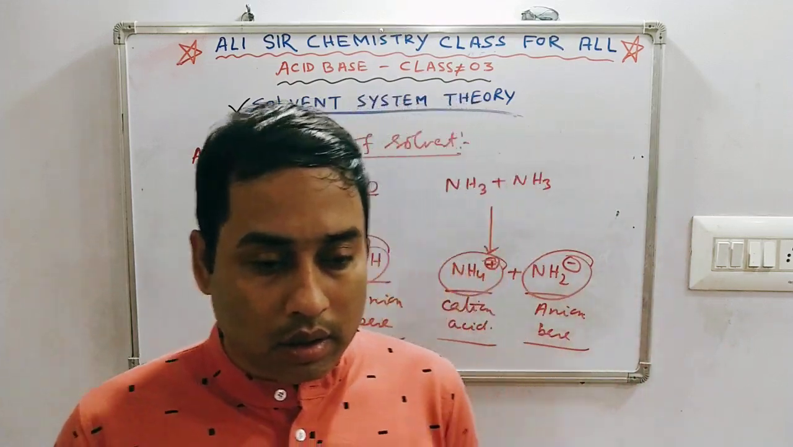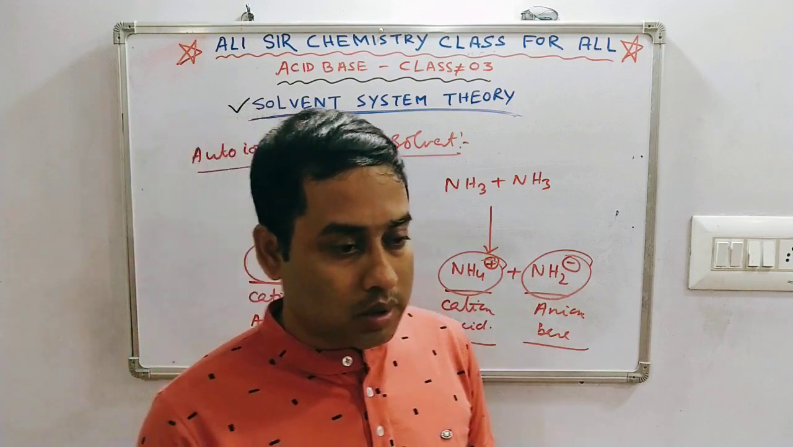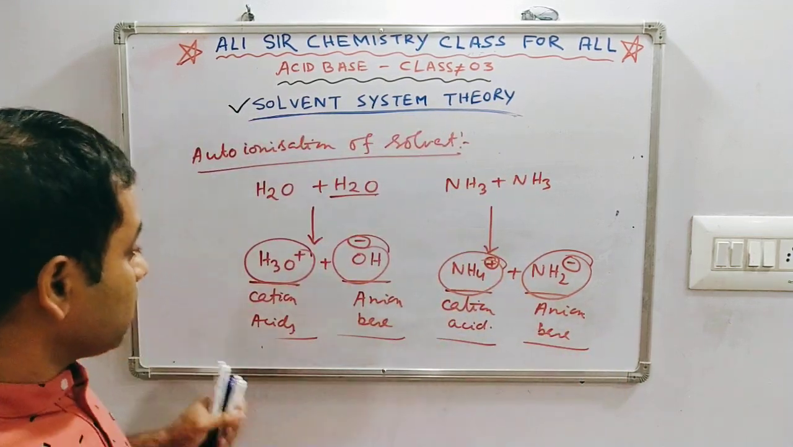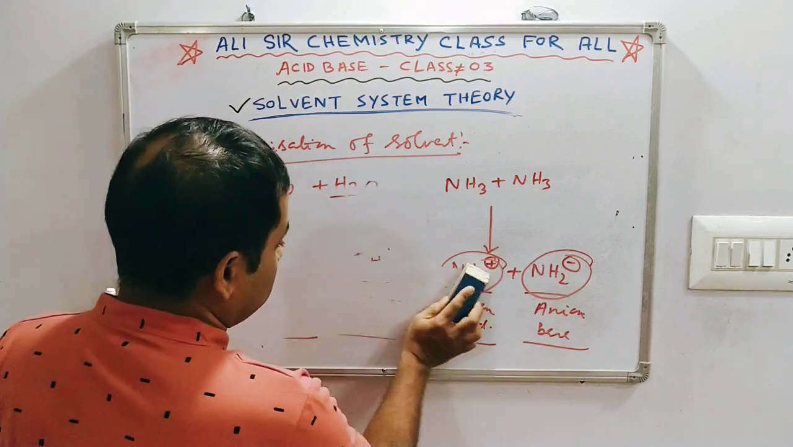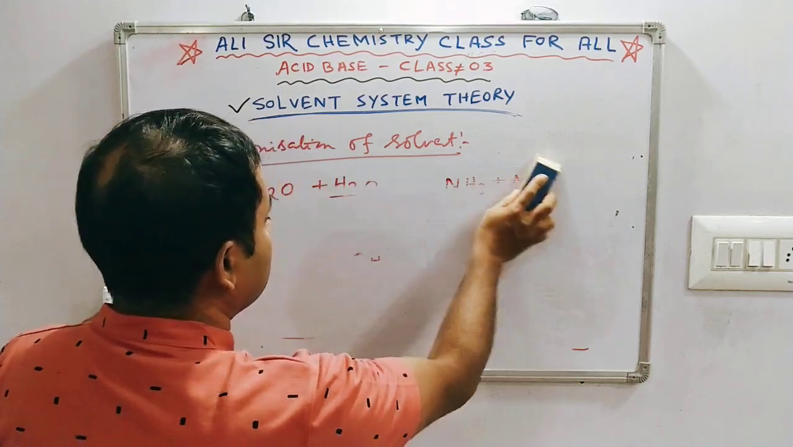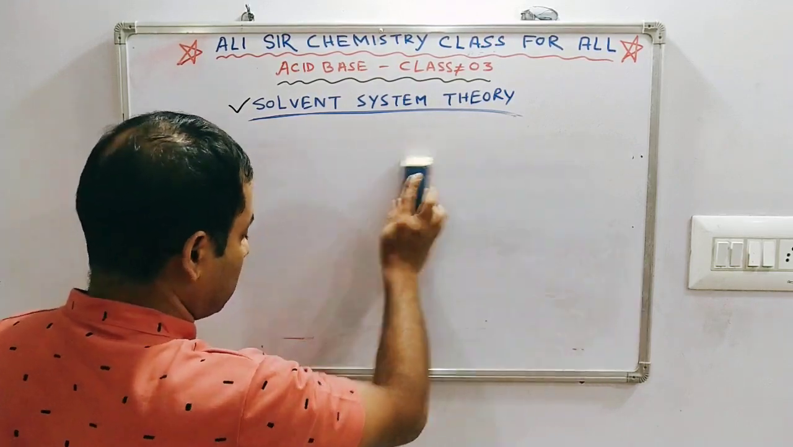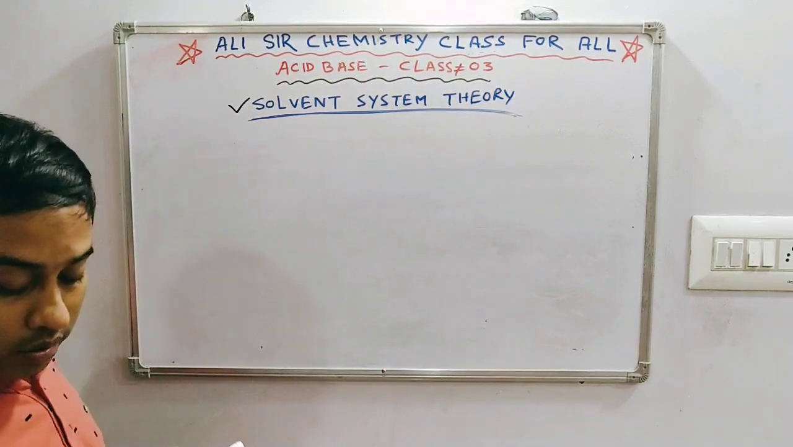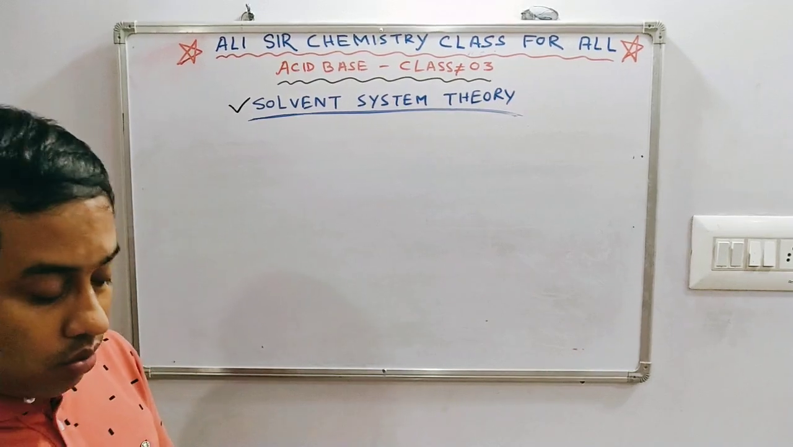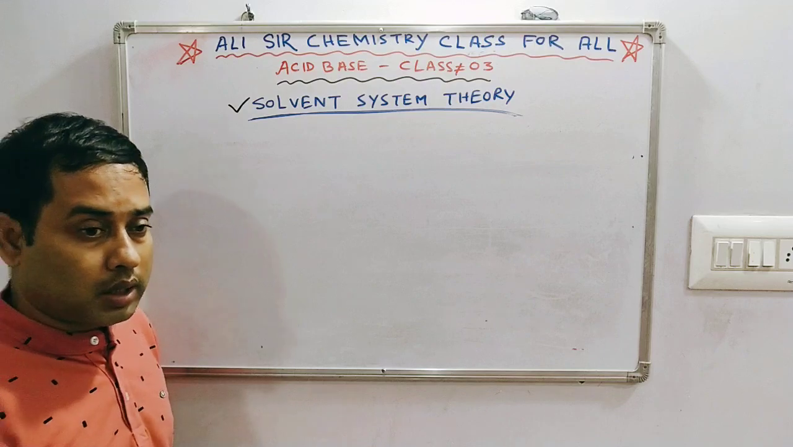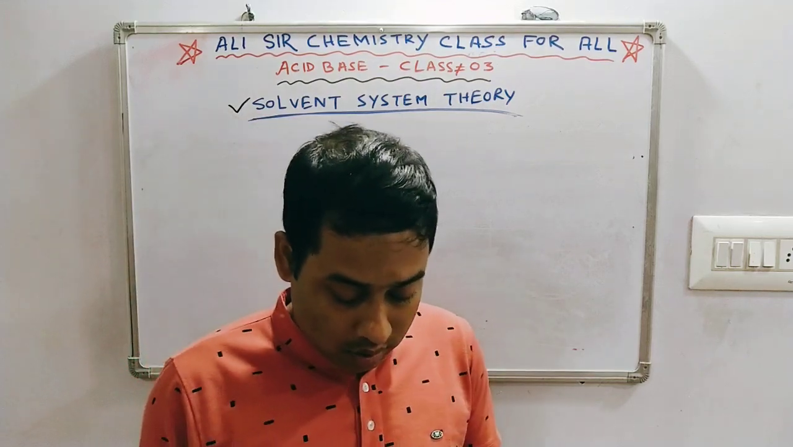I will discuss in these classes as many as possible. Now I move to the theory part. What is the solvent system theory? To know the solvent system theory, we first have to know the auto-ionization properties of the solvents. So the solvent will auto-ionize. One part will be a cation and another part will be an anion.